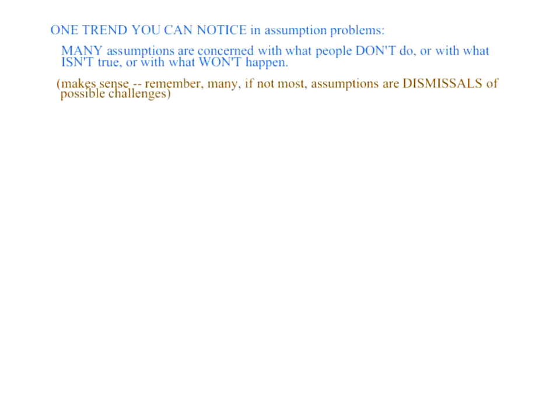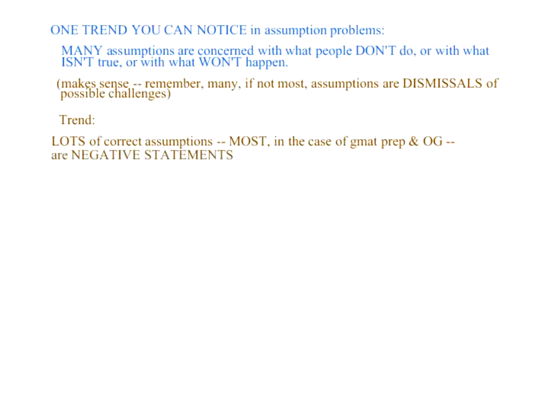Like, you also have to assume that I have a car to drive and that I have enough money for gas. But most assumptions you're going to see are going to be dismissals of ideas, and so most of them are going to be negative statements. So, in other words, the trend that you're going to see is that lots of correct assumptions, in fact most in the case of GMAT, CREP, and OG, and so we can surmise probably the test itself, are negative statements. In other words, statements about what won't happen, or what people won't do, or what isn't true.